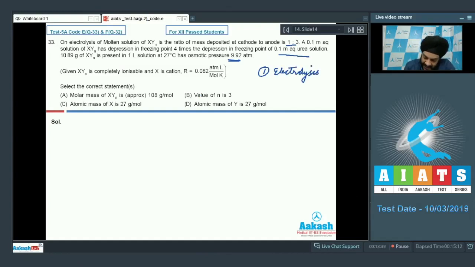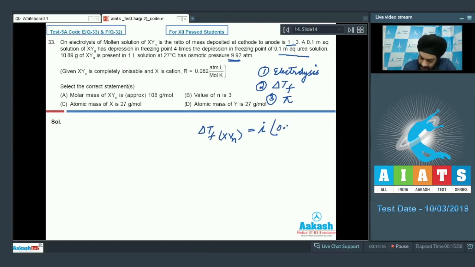The second information given to us is of the depression in freezing point, which is delta TF. And the third information given to us is the osmotic pressure. So we can try and interpret this delta TF and pi value which is given to us. So delta TF in presence of XYN, it is given to us that it is equal to 4 times the depression in freezing point of 0.1 molar aqueous urea solution. So the I value has to be found out.